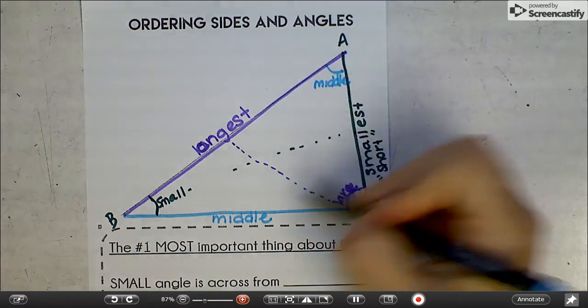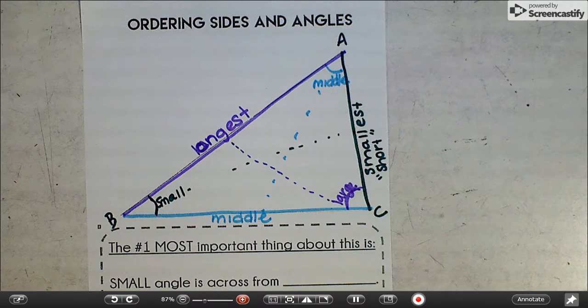By across, I'll show you what I mean. Pretend our room is a triangle, and I'm standing in an angle. These 2 sides are not across from me, right? They're next to me. It would be the one over there that's across. So that's how you find it.